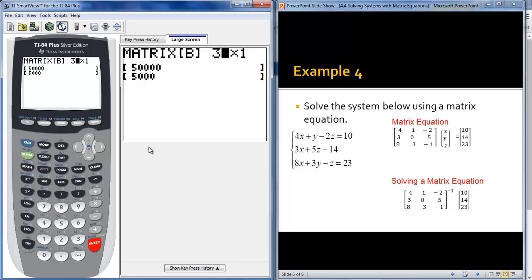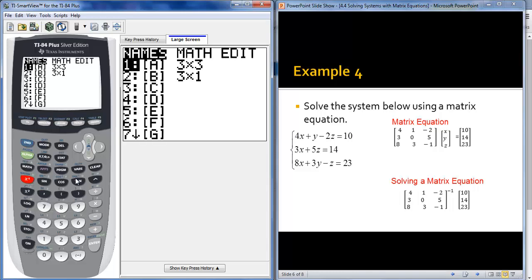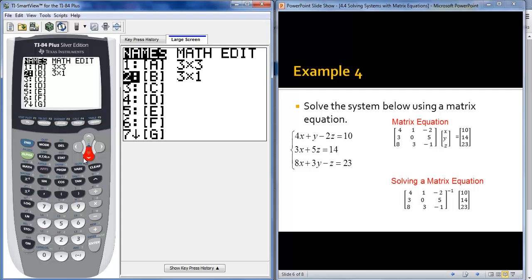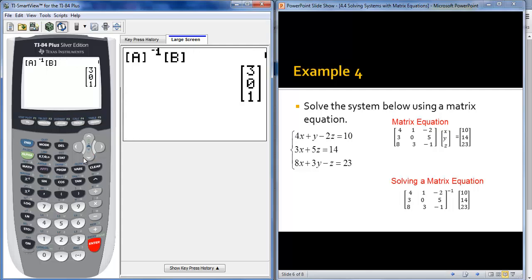This last guy is a 3 by 1. I got 3 rows in one column. I got 10, 14, and 23. I enter those in, and now I can go ahead and multiply them together. So I quit out of here, say, okay, I want to take the inverse of this first matrix, so I select A, then use my little inverse button. Then I'm going to multiply that with the second matrix, matrix B, hit enter, and there we go.